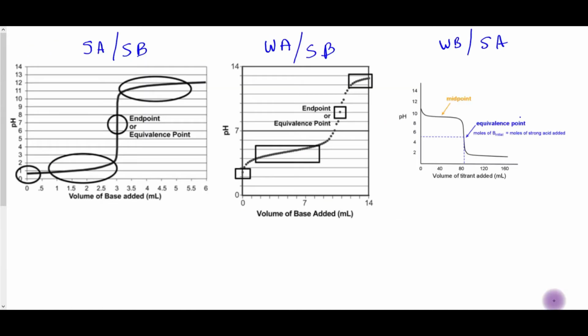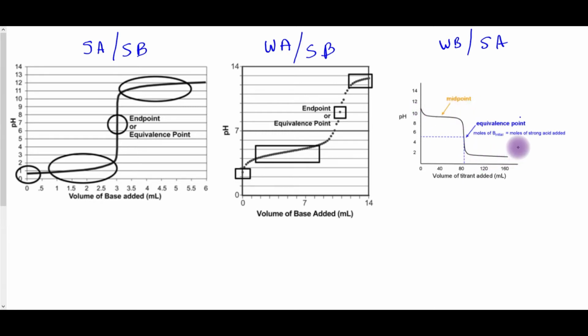Here are three different titration curves. We have a strong acid and a strong base. I know it is a strong acid because before I've added any base, the pH is even less than 1. Here I have a weak acid and a strong base. This time the pH is higher, so it is a weak acid. We'll talk about how I know it's a strong base based on the endpoint. Here we have a weak base indicated by a pH close to 11, and it is being titrated with a strong acid.